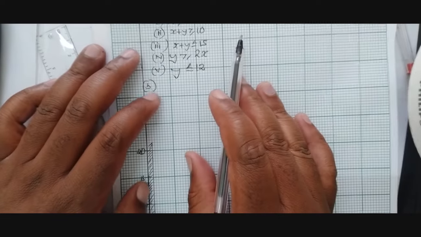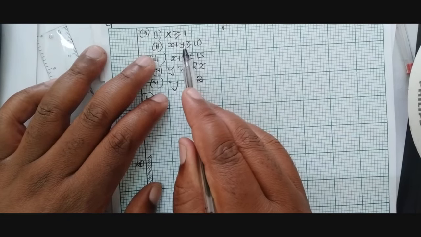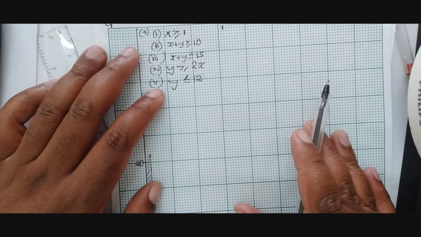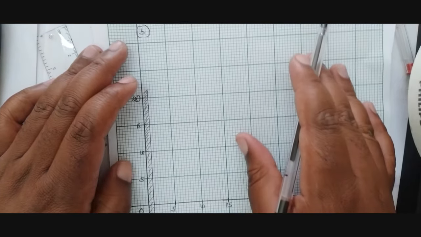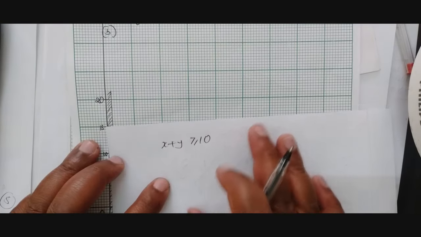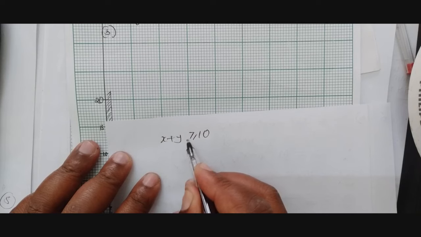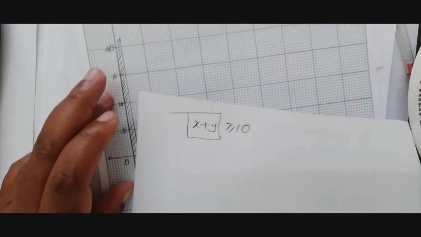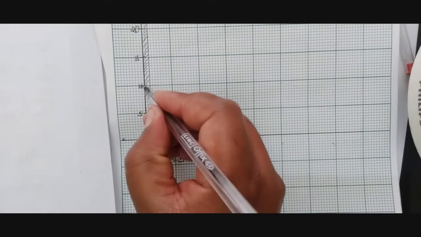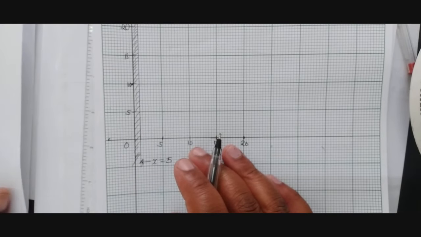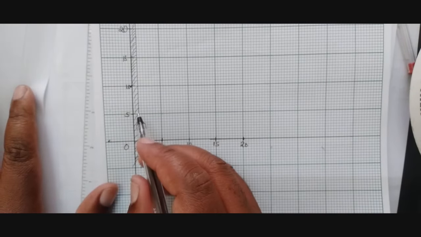We go to the next one. X plus y is greater or equal to 10. Alright? What that means is that if you have x plus y equal to 10 without any inequality, the easiest way of plotting this line is to go to the y-axis and put your mark at 10.